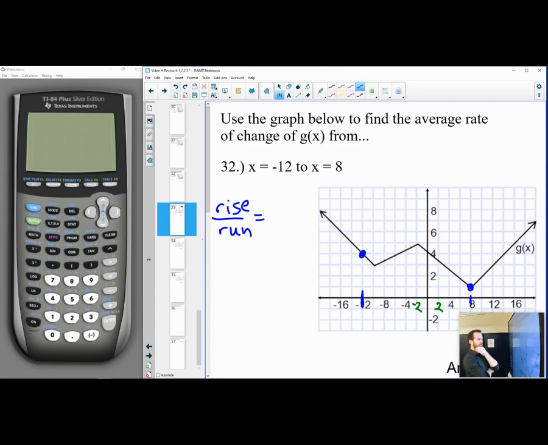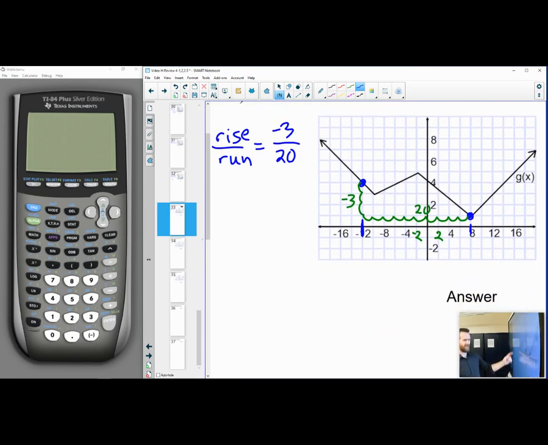All right, so rise, we can do this in green, I guess. So we're going down 1, 2, 3. So that's a negative 3. And the run, here's where we have to be careful. We're going up by 2s. So let's think 2, 4, 6, 8, 10, 12, 14, 16, 18, 20. So negative 3 over 20. Does that make sense? Yeah, that makes sense. I don't even think that's simplifiable. Just negative 3 over 20. Yep, we're done. Excellent.